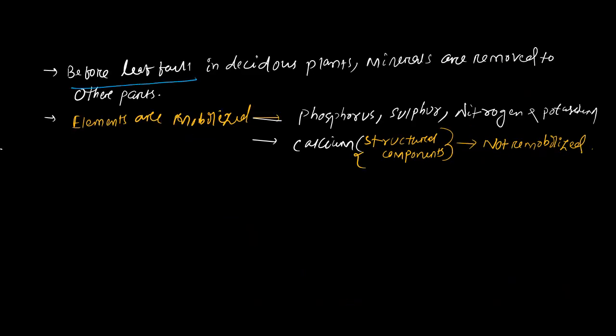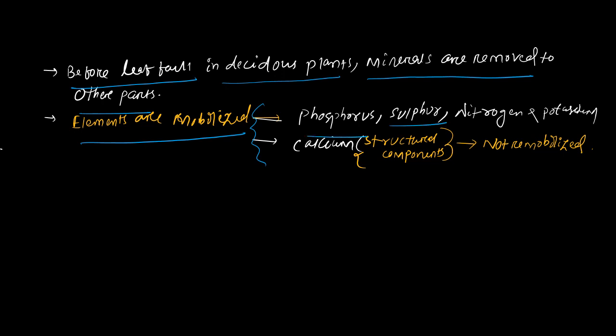Before leaf fall in deciduous plants, minerals are removed to other parts and elements are remobilized. This concept is most important. What exact elements are removed? Phosphorus, sulfur, nitrogen, potassium. These elements are mostly remobilized from one dying cell to another cell. Let's consider during senescence.